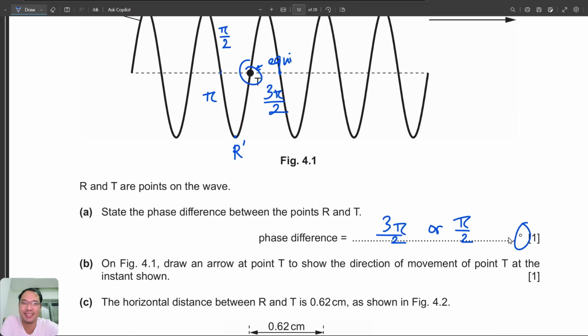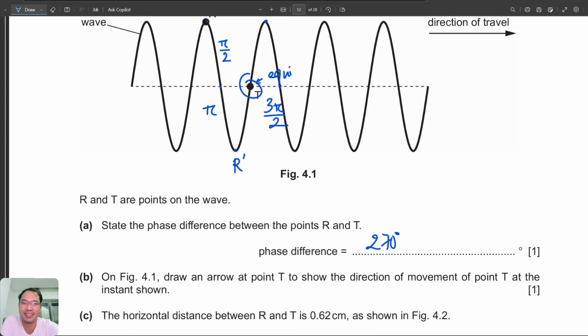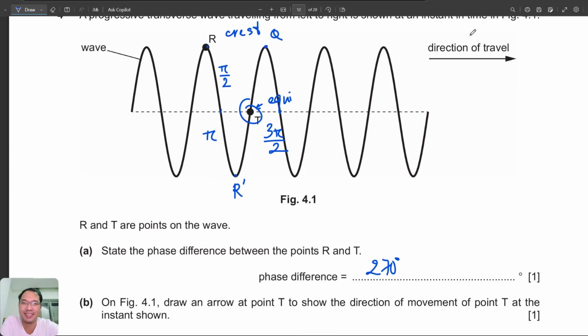Oh, given here the unit is in degree. So yeah, we need to answer that in degree. 3 pi over 2 is 270 degrees. Now let me remind you about a formula to calculate the phase difference between 2 points. You need to determine the distance that the wave travels between those 2 points, such as from R to T. Calculate that distance, then divide by the wavelength lambda, and then multiply by 2 pi, or if you answer the question in degree, then replace 2 pi by 360 degrees.